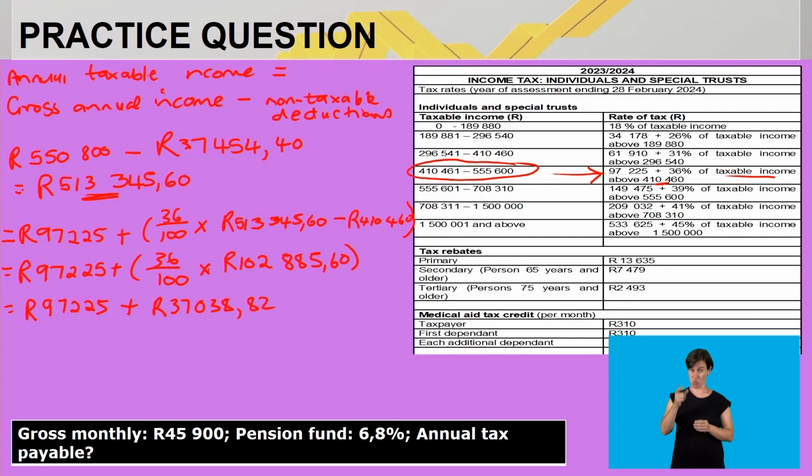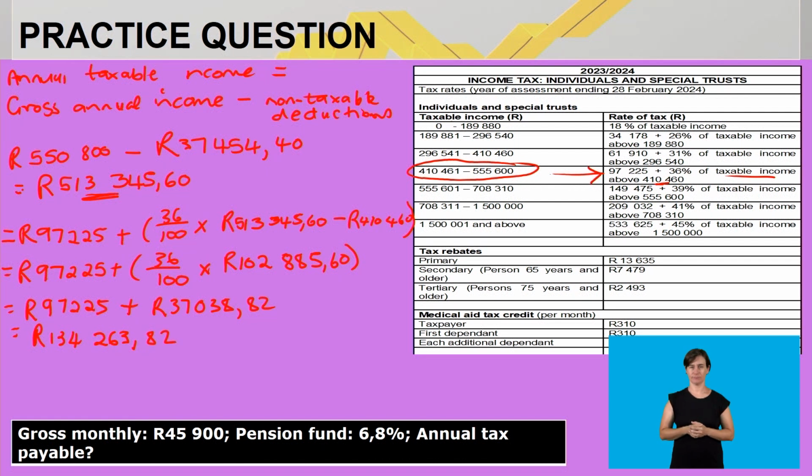Guys, are we clear on this? Let's add the two amounts together. The 97,225 plus your 37,038 rand and 82 cents will give you tax, before we look at our rebates, of 134,263 rand and 82 cents.